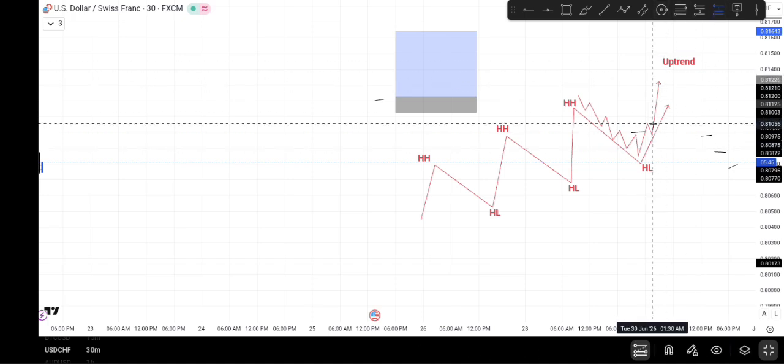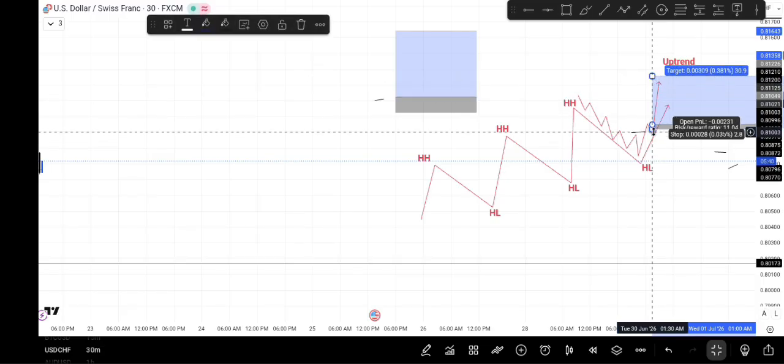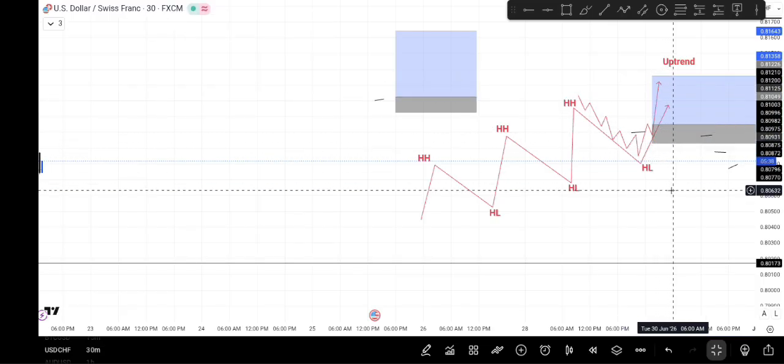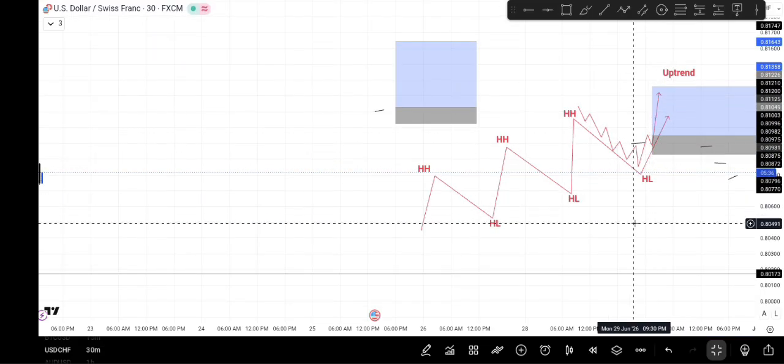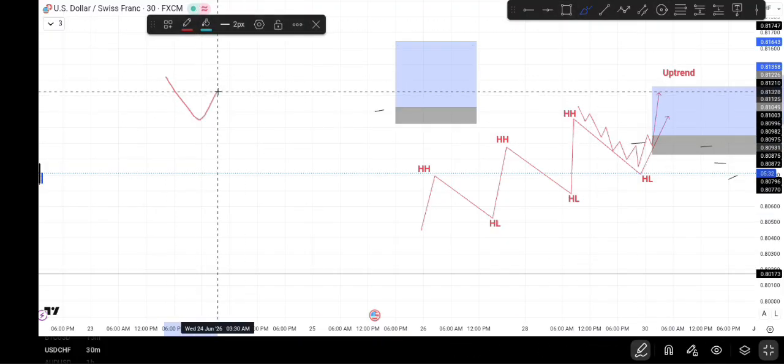So our entry will only be after the retracement has been made. By that time we've confirmed our higher low, and the stop just somewhere around there. So guys, that's basically how it is. And if it's on a downtrend, you'll still be expecting the same thing. Let me give an example if you're going on a downtrend.